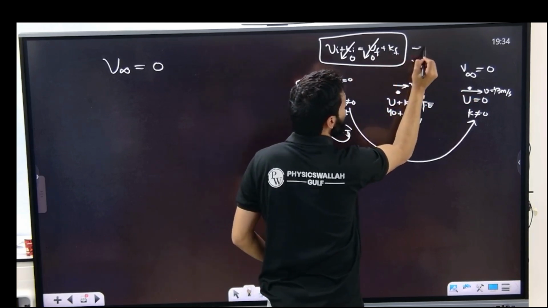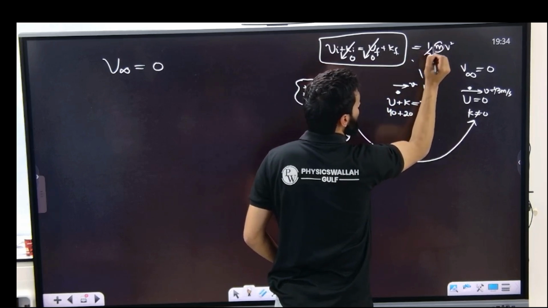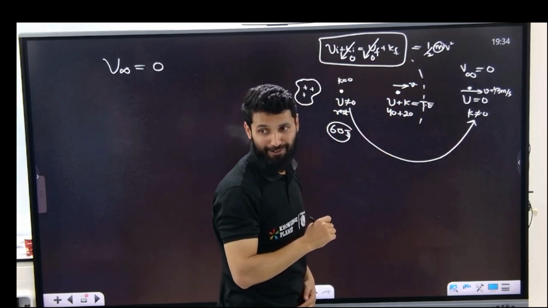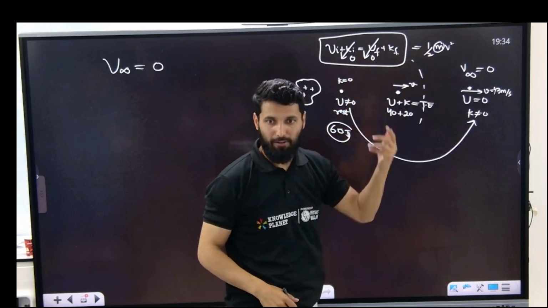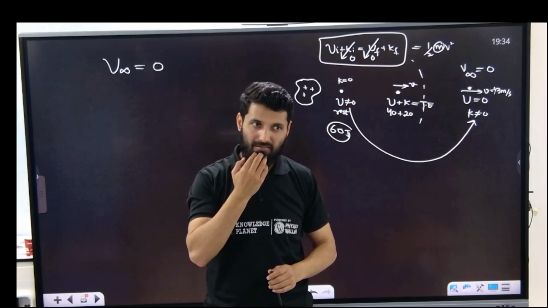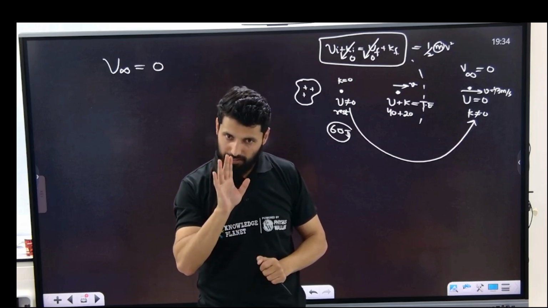So I can write K final is equal to half mv square. If the mass of the particle is given, for example, it's a proton, can you calculate the velocity? Yes. Done. The 60 joules is given, m is given, v is calculated. Are you getting it? Whole mechanics is involved. Do you understand what I did?